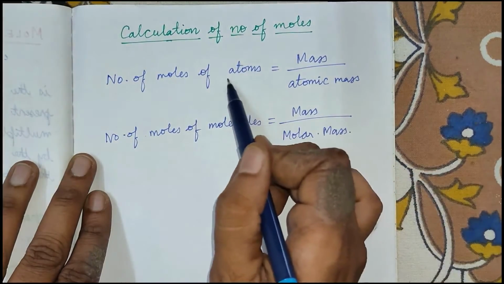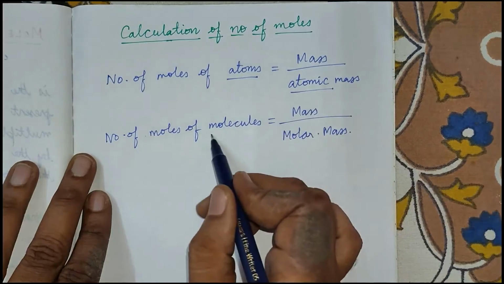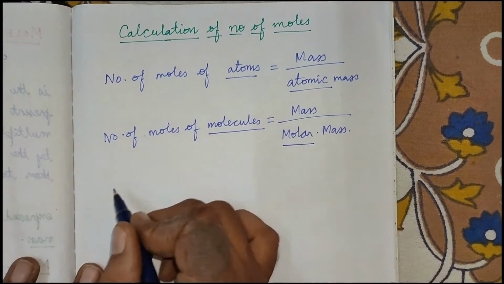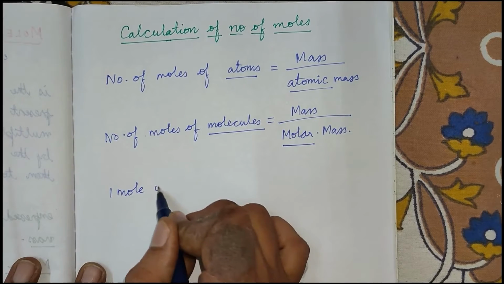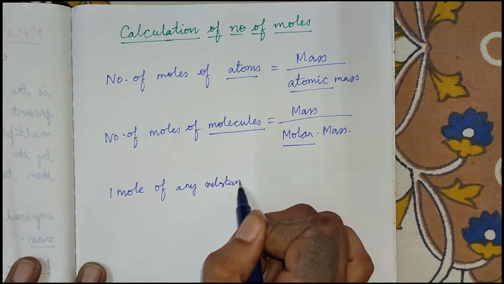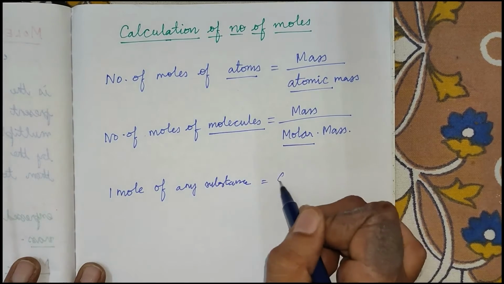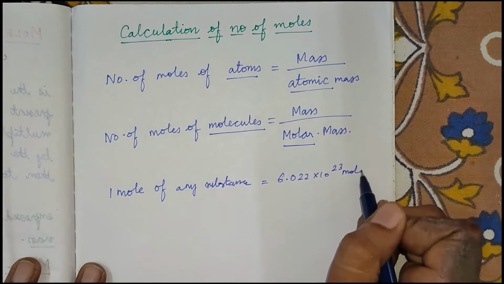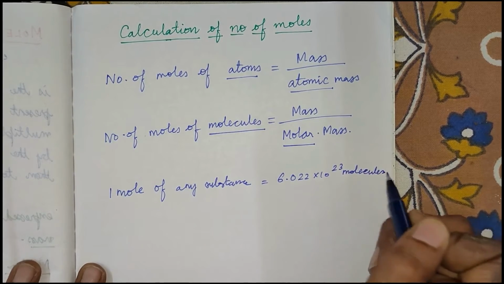Right? If it is going to be atoms, it is atomic mass. If it is going to be molecules, it is going to be molar mass. And 1 mole of any substance will contain 6.022 × 10^23 molecules. So this you should keep in mind.